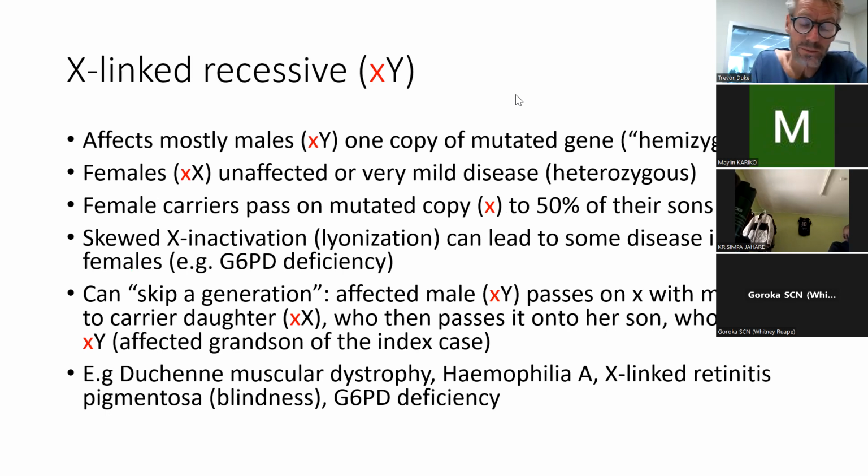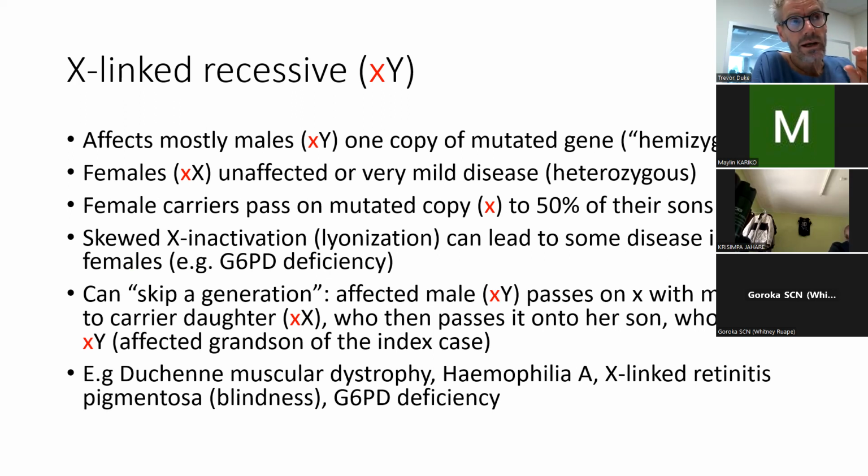X-linked recessive conditions are important. They mostly affect males. Most of the X-linked conditions we know about are X-linked recessive. Very occasionally, females can be affected or have very mild disease, because they've got one normal X chromosome in their cells, so they won't be strongly affected. But usually, males are much more affected.